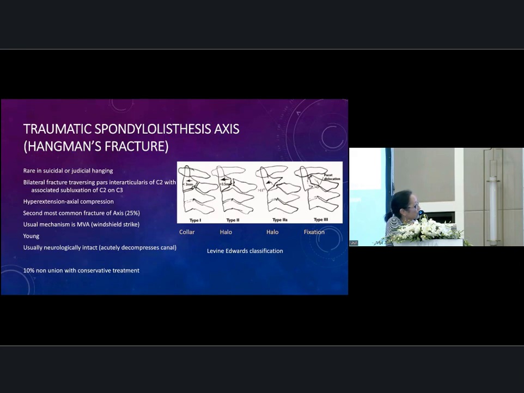So there are 3 types again with the commonest classification. The first type is where there's minimal displacement. It's managed in the collar. A little bit more risk of further displacement is for type 2 and type 2A fractures. And so it's recommended they be placed in a halo, and formal fixation for fractures where there's also a dislocation.